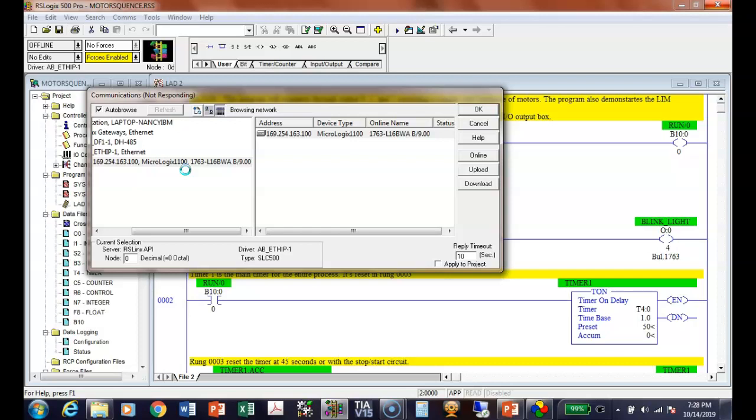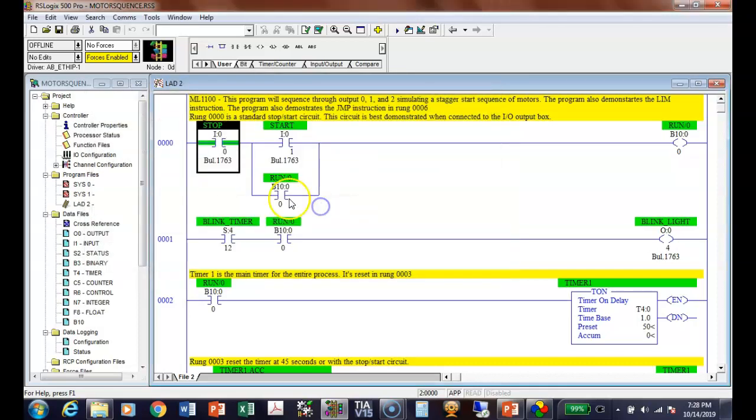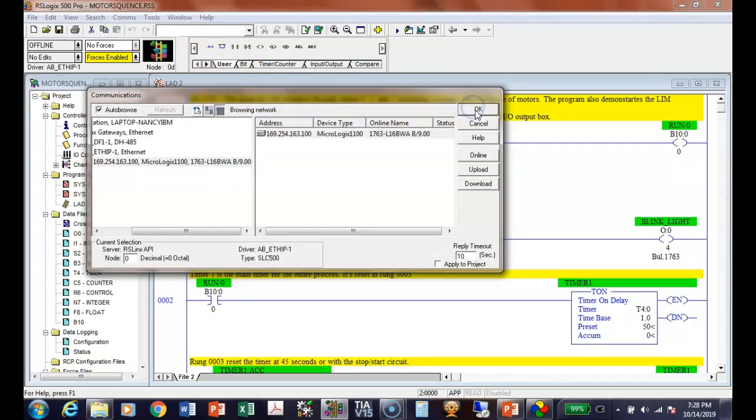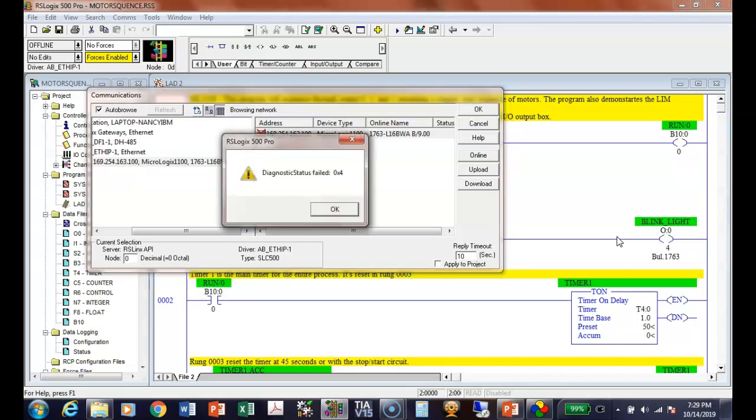I'm trying to connect to my PLC. It says it couldn't find one. I'll take a break until I can figure out how to do this. Yeah, no. What's going on?